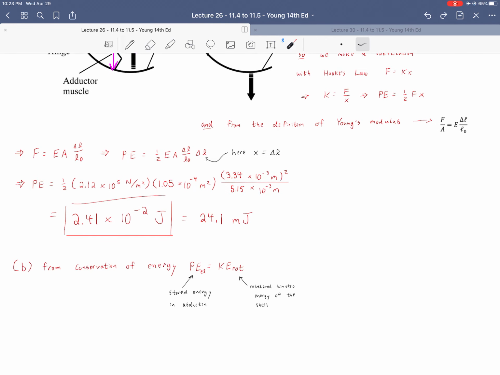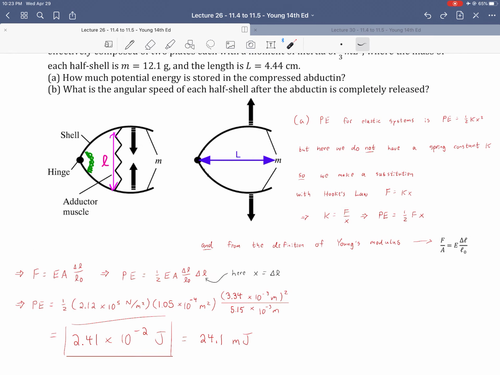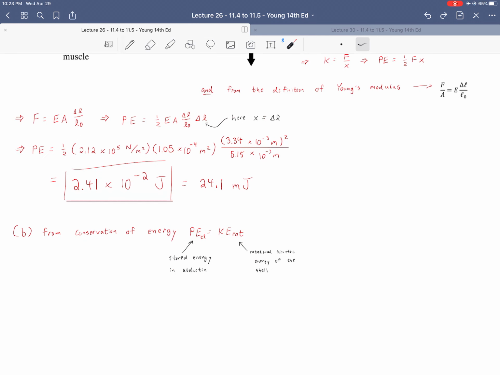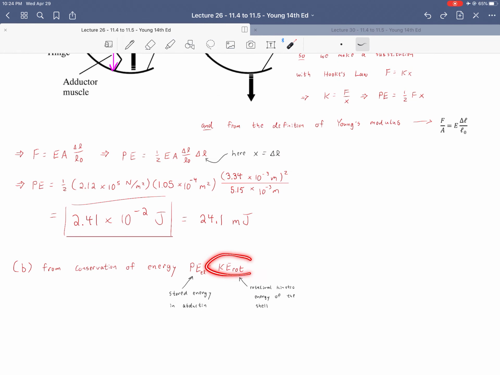So in part B, we're asked, what is the angular speed of each shell after the abductin is completely released? From conservation of energy, the elastic potential energy is going to have to equal the rotational kinetic energy. In the absence of drag, and of course if this is an underwater organism the drag would probably be pretty substantial, but if we ignore drag, all of the mechanical potential energy stored in the elastic material would have to become kinetic energy. In this case nothing's translating, everything's pivoting about the hinge, so it's entirely rotational kinetic energy.